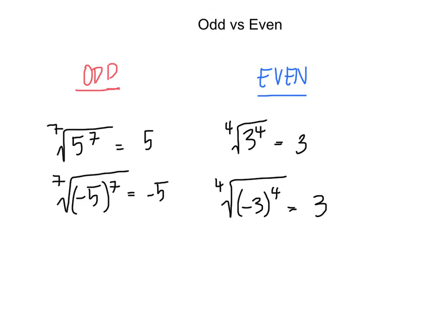So now I'm going to talk about the odd versus even exponents that I mentioned before. So we have our rational exponents of 7 and 4 here, and we have the 7th root of 5 to the 7th. Now this is 5, but if we take the 7th root of negative 5 to the 7th, we get negative 5. However, if we take the 4th root of 3 to the 4th, we get 3, and if we take the 4th root of negative 3 to the 4th, we also get 3. This is because negative 3 to the 4th, which is an even exponent, has the same product as 3 to the 4th, whereas there will be a minus sign if you have negative 5 to the 7th. 7 is an odd exponent.